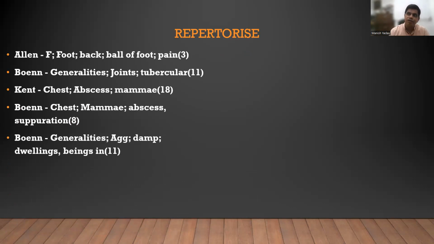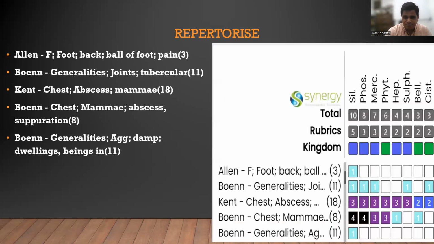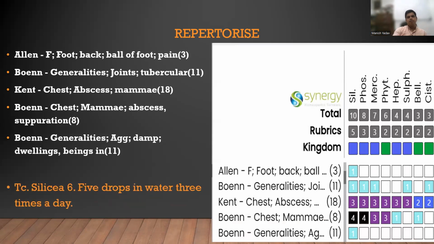Generalities, whenever I have to take aggravation, amelioration, BBCR is one of the beautiful book repertories. So I went into generalization, damp dwellings, beginning in. So damp aggravates. And when you look at it, this is the totality you get: silica, phosphorus, merc, phytolacca, hepar, sulphur, sisters, belladonna. And yes, you can differentiate with the help of your knowledge of materia medica. And here the remedy that was chosen was silica. The remedy that was given was silica. You can just get a screenshot of this.